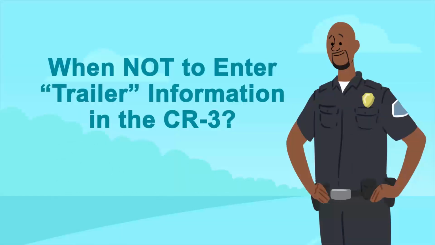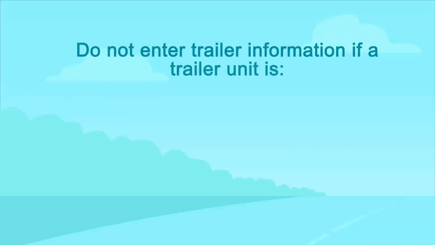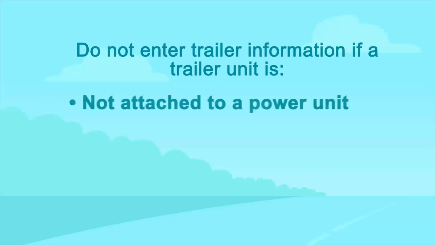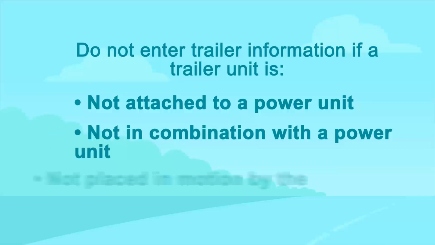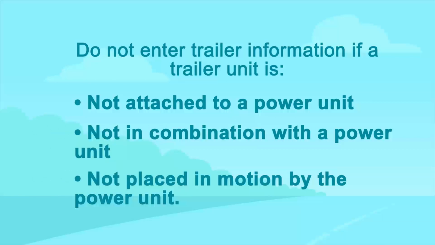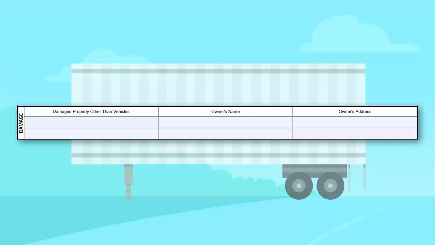When not to enter trailer information in the CR-3. You do not need to enter trailer information in the CMV section of the CR-3 form if a trailer unit is not attached to a power unit, not in combination with a power unit, or is not placed in motion by a power unit at the time of the crash. In these cases, the trailer should be listed under the damage section of the form.